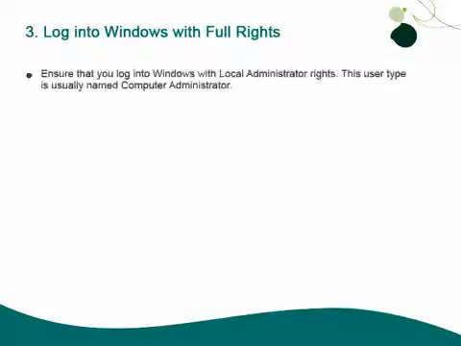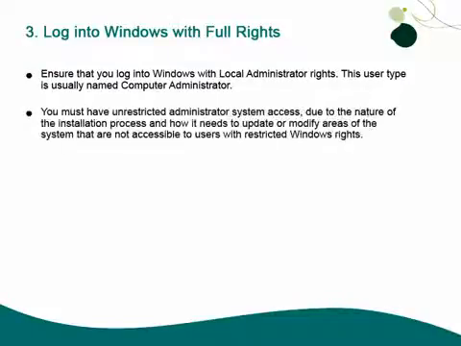After rebooting, the next step you should take is ensuring that you log into Windows with local administrator rights. This user type is often named Computer Administrator in Windows. You must have unrestricted administrator access when installing Peachtree. This is due to the nature of the installation process and how it needs to update and possibly modify areas of the system that are not accessible to users with restricted Windows rights.